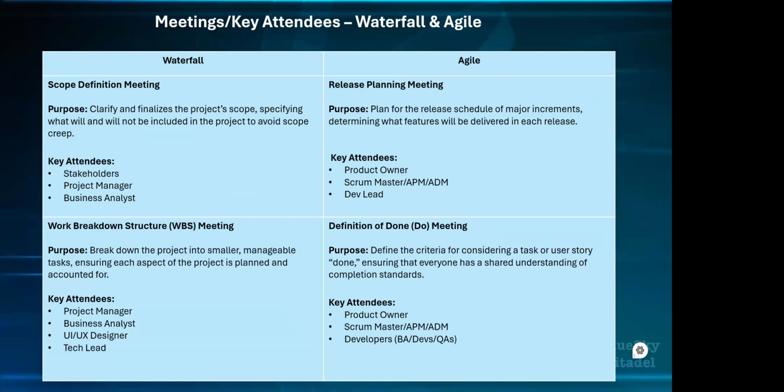Then we have the definition of done meeting, the DOD meeting. The purpose is to define the criteria, like I said earlier, for considering a task or a user story as completed or done. It ensures that everybody has a shared understanding of what that standard means. So this is all the team agreeing to it. All the team comes to the meeting: the product owner, the BA, the Scrum Master, the developers. It is most times facilitated by the Scrum Master. Some of the meetings in Agile are facilitated by the product owner, but not all.